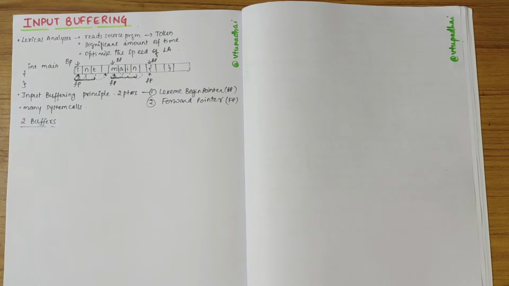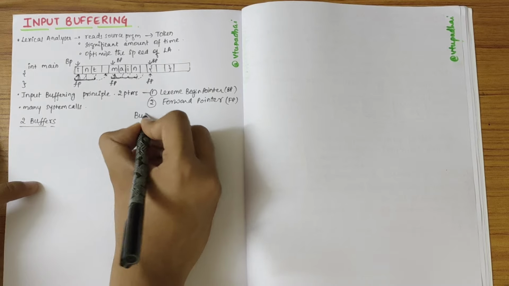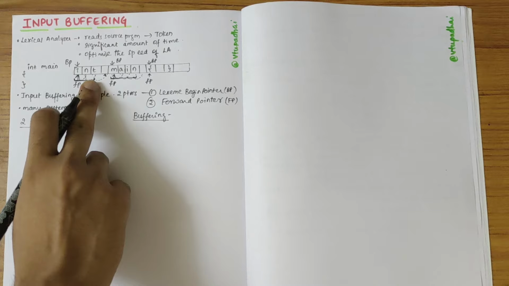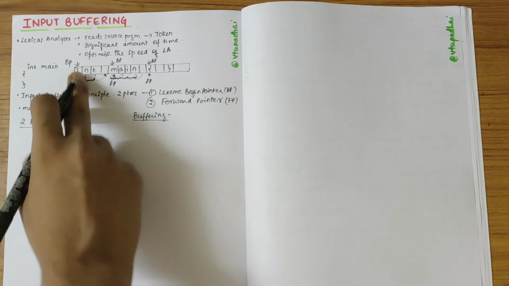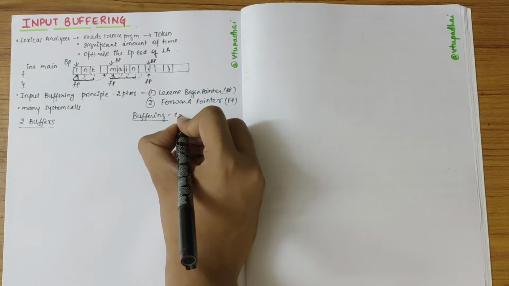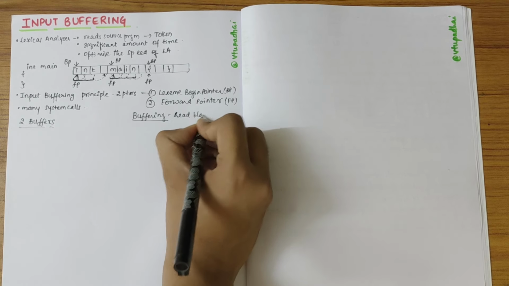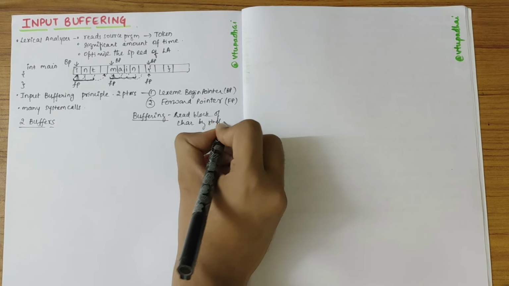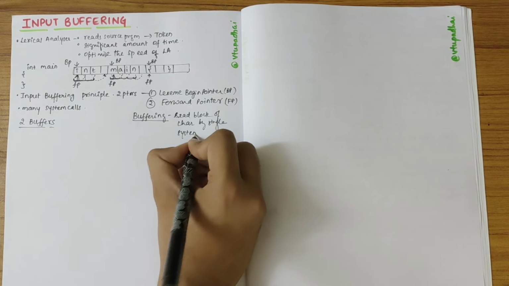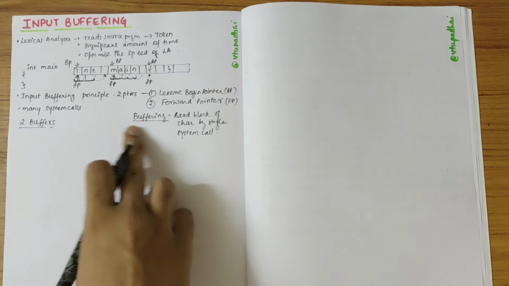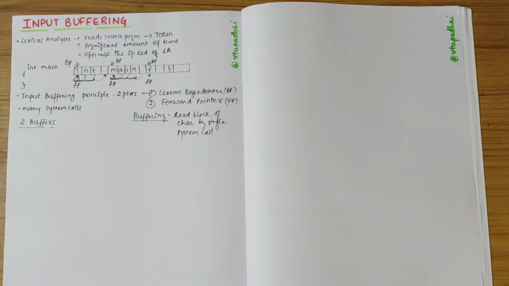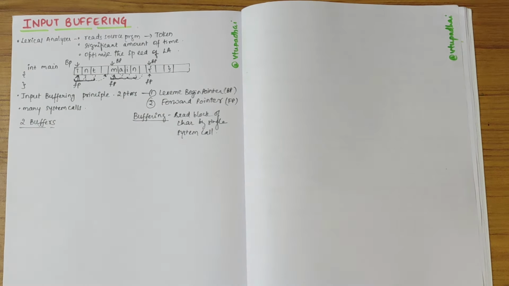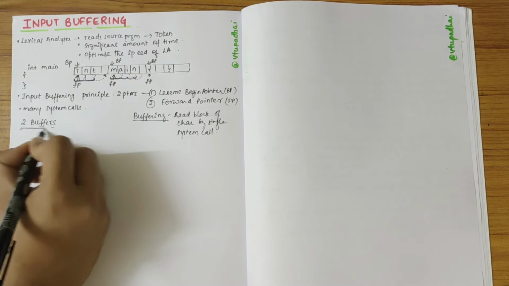First, understanding what buffering is: instead of reading character by character, that is lexeme by lexeme, let's read a block of characters by a single system call. I hope you have understood what buffering means. You make use of a buffer to read one block of characters in one system call itself. That could be done by using the two buffers method.